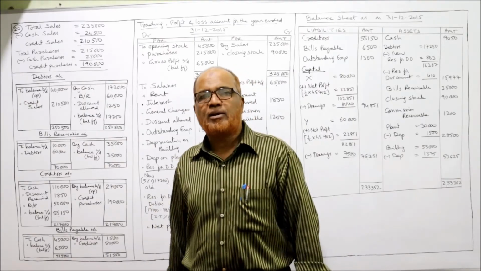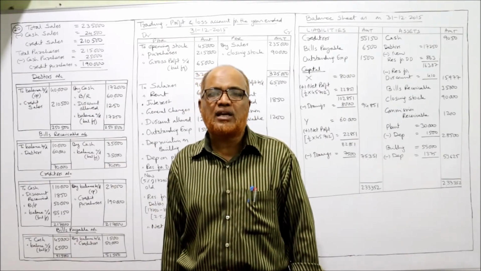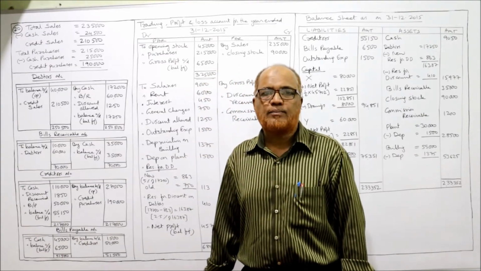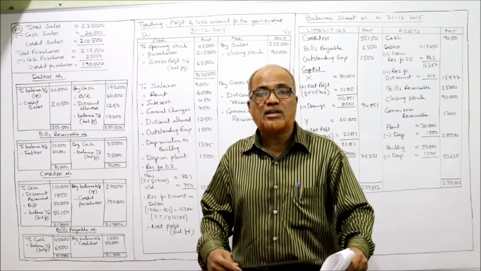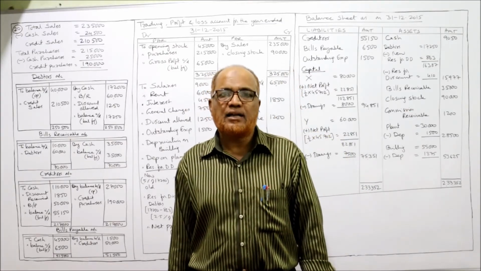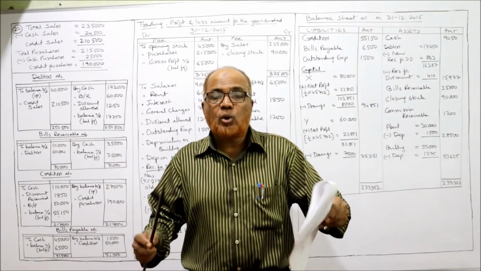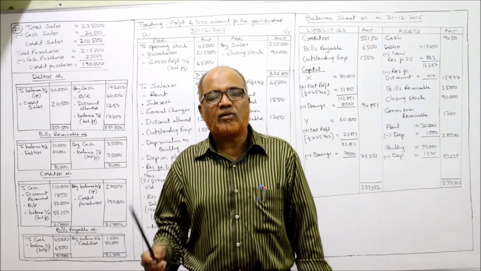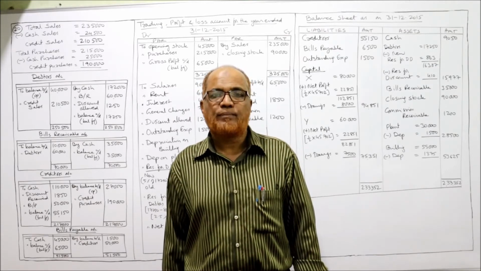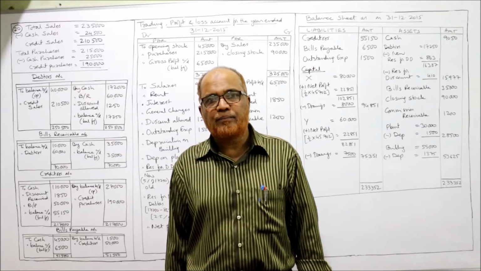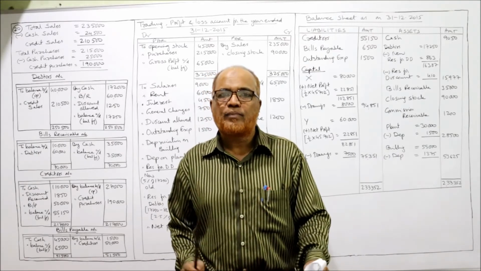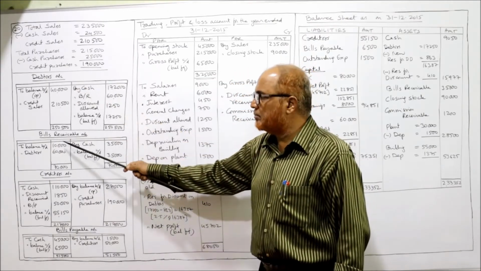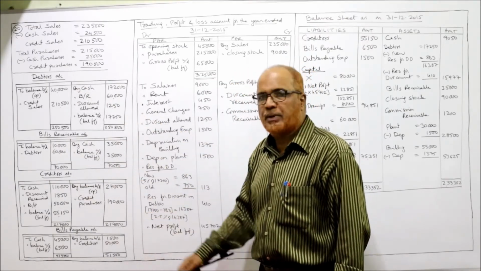So before preparing the trading profit and loss account and balance sheet, we have to make some working notes. So what are the working notes? We have to open the total debtors account, because closing debtors are not given. Opening debtors are given, but closing debtors are not given. We have to find out how much the closing debtors are. Similarly, we have to find out closing creditors and bills receivable, bills payable. For that purpose, I am preparing four accounts: total debtors account, bills receivable account, creditors account, bills payable account.